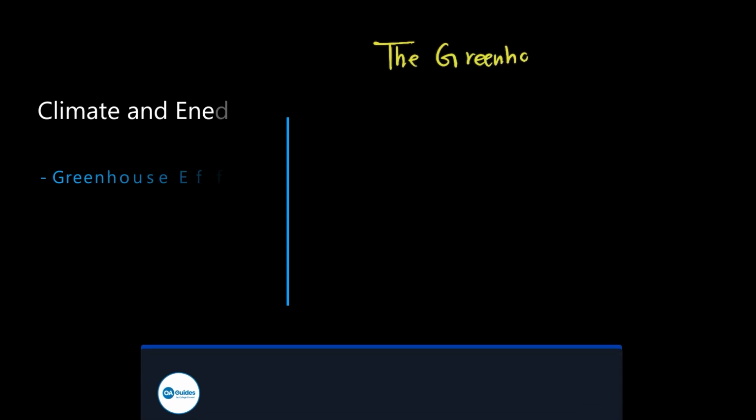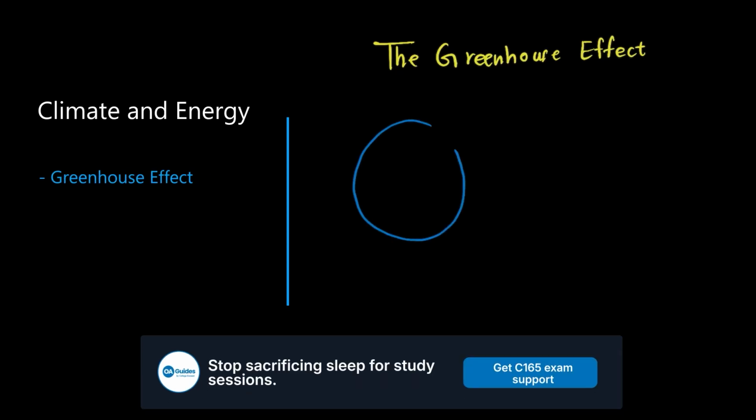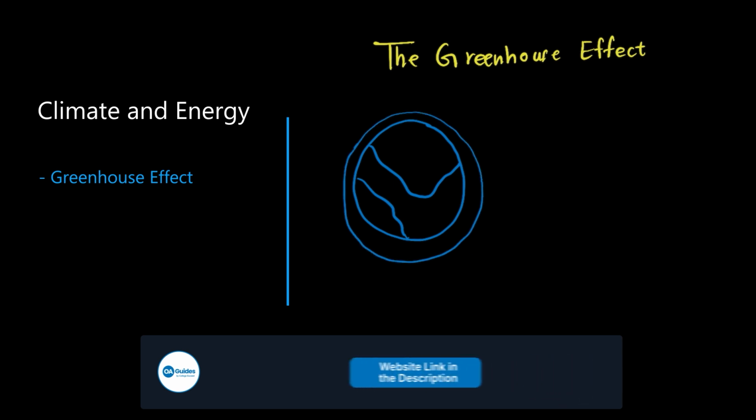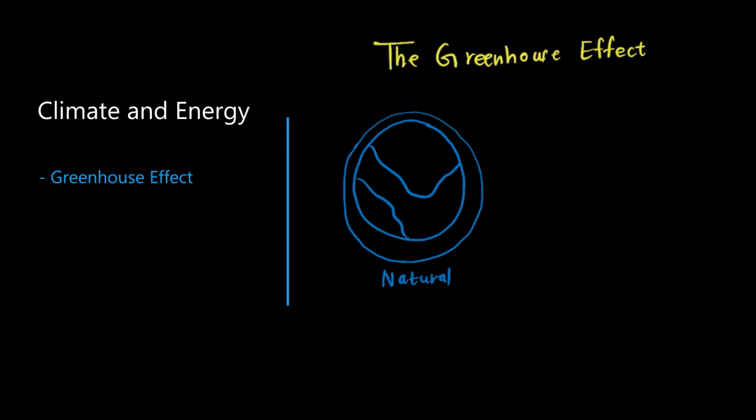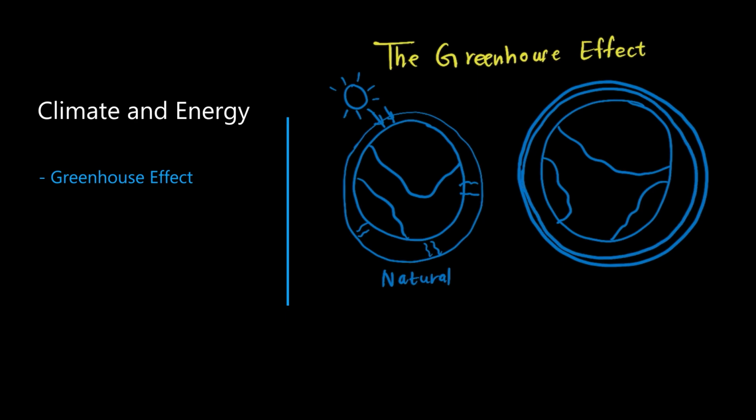Finally, let's discuss Earth's climate and energy. The Earth is kept warm enough for life by a natural process called the greenhouse effect. Solar energy warms the Earth's surface, which then radiates heat back out. Certain gases in the atmosphere, called greenhouse gases, like water vapour, carbon dioxide and methane, trap some of this outgoing heat, warming the planet. This is a good thing. Without it, Earth would be a frozen wasteland.